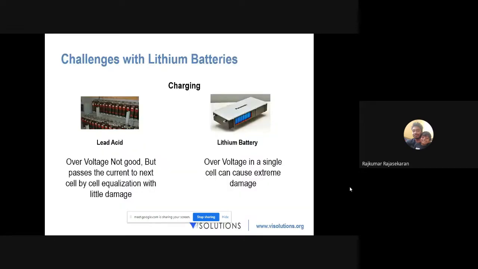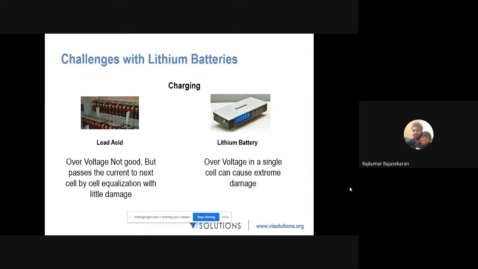But there are again disadvantages due to this, and we all know that. With a lead acid battery, even if you overcharge it with a significantly higher voltage, it's not going to damage it right away. Not much damage will be incurred. It passes the current to the next cell, and the cell equalization is natural there. There is no need to add a cell balancing methodology.